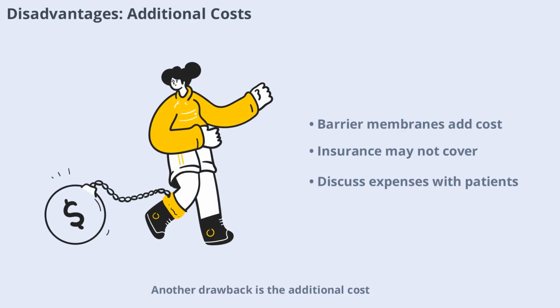Another drawback is the additional cost associated with the use of barrier membranes, which are essential for the success of guided tissue regeneration. These specialized materials can increase the overall expense of the procedure, and not all insurance plans may cover them. Patients should be informed about these potential costs when considering their treatment options.